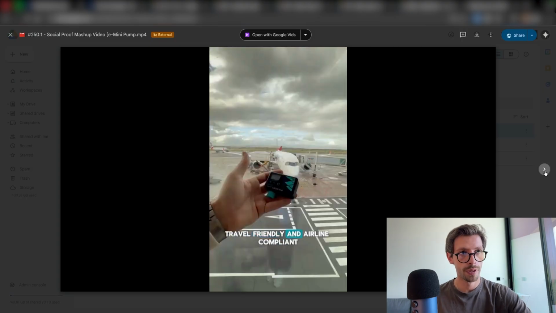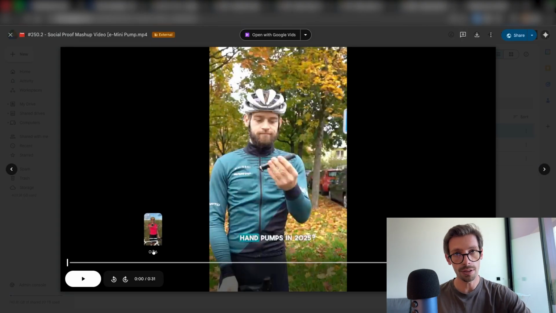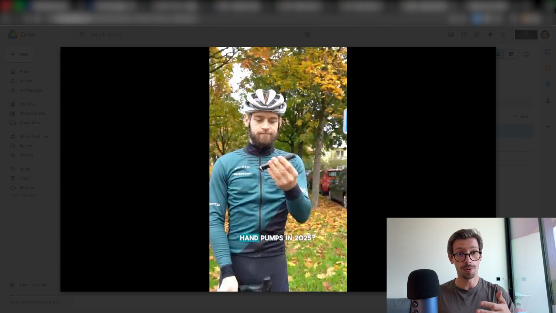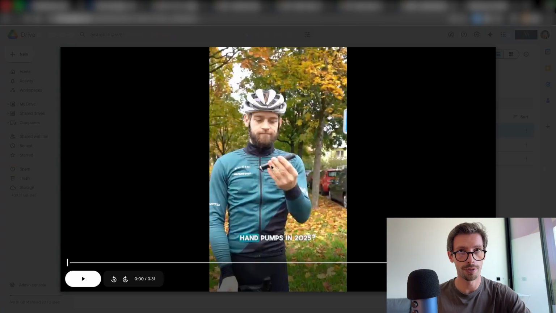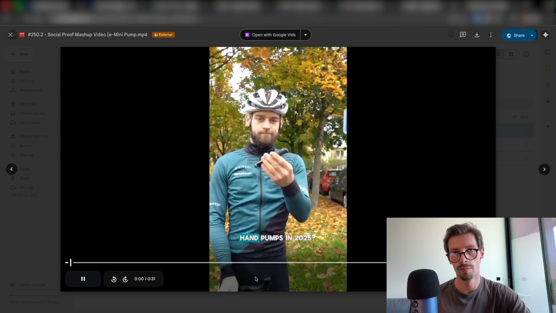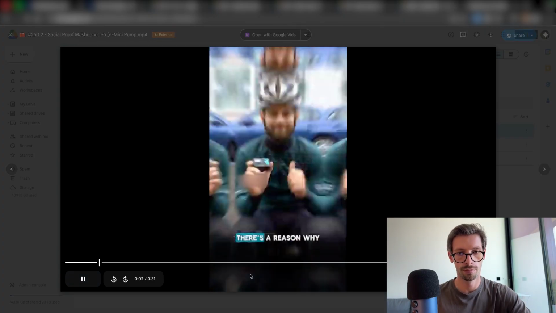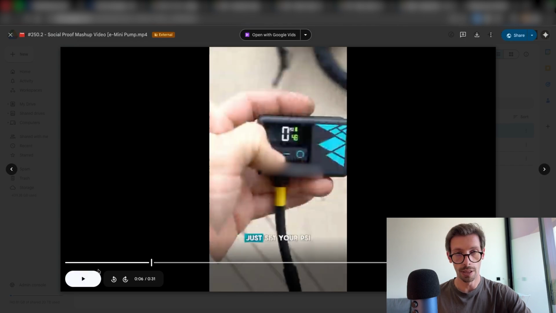Okay, now let's look at the next variant. Here we have "Hand pumps in 2025." So before we attacked cheap dropshipping alternatives, now we are attacking another, completely different alternative, which is a hand pump. "Hand pumps in 2025? No thanks. There's a reason why over 20,000 cyclists..." And now you can see the video continues in the exact same way.